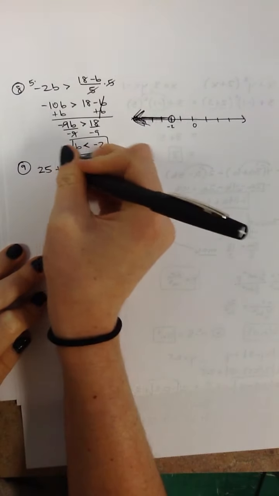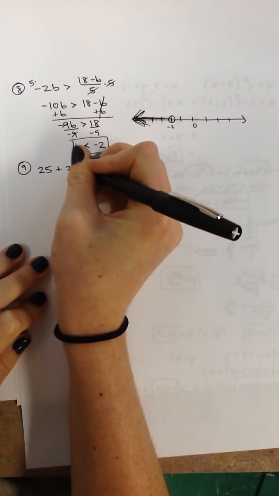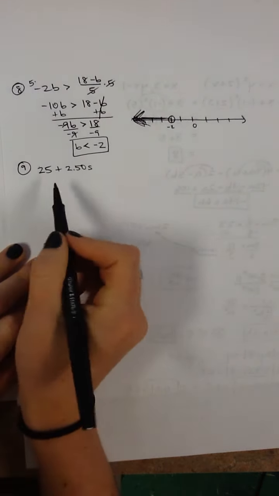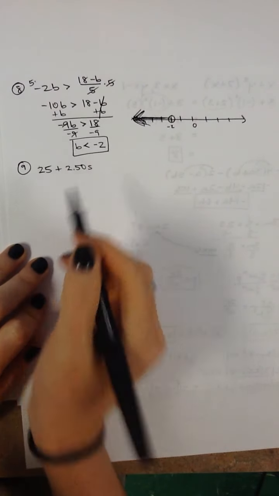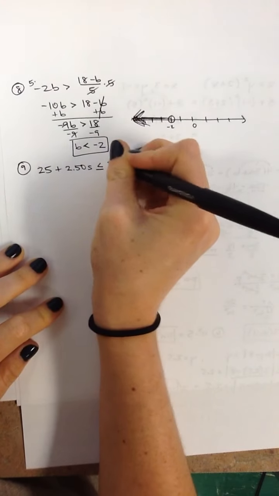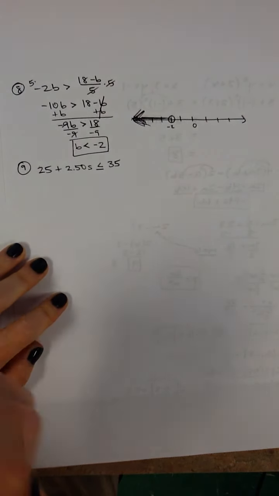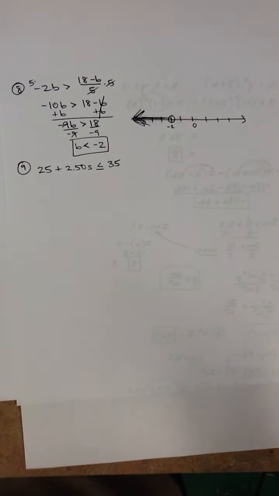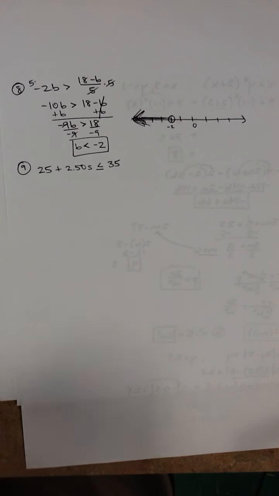So plus $2.50 per, let's do S for soda. And whatever money he's spending, he can't spend any more than $35. So we're going to say that whatever he spends has to be less than or equal to $35. If it's less than, that means he hasn't spent all his money. If it's equal to, that means he spends exactly the right amount of money. But of course, he can't spend more than the $35 he has because he doesn't have more than $35.